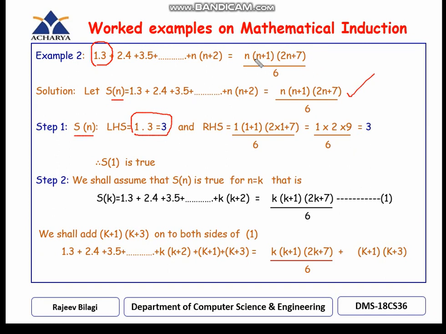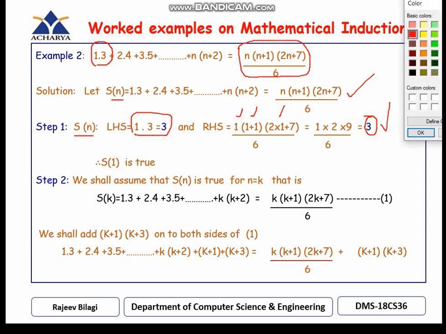In the RHS part, you substitute n equal to 1. So what will I get? n into bracket n plus 1, and 2 into 1 plus 7 divided by 6. This is 2, and 2 plus 7 is 9. So 1 into 2 into 9, that is 18. 18 divided by 6 is 3, which is the RHS. So LHS equals RHS, which is true.